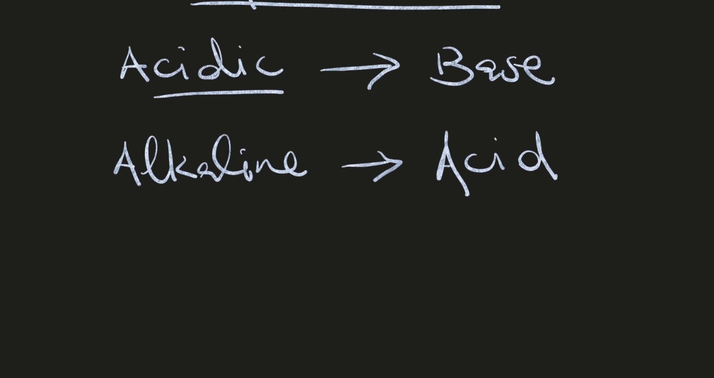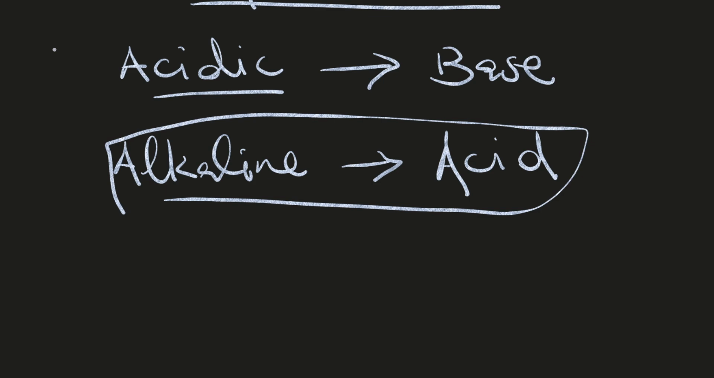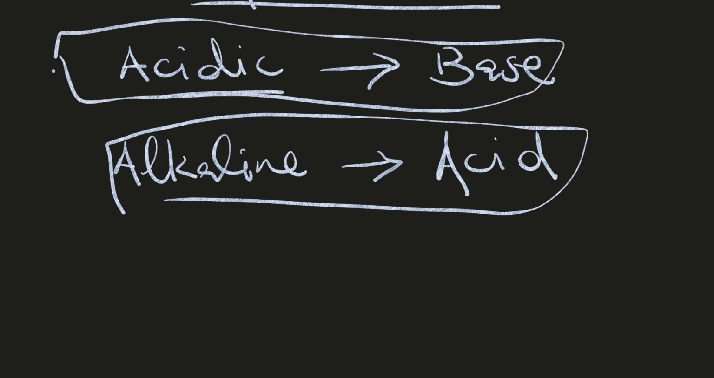Now, this can either be done by adding an acid or by the removal of a base in this specific case. And in this upper case, if you want to achieve the more alkaline state, either you have to remove these acidic components or you have to add the base.